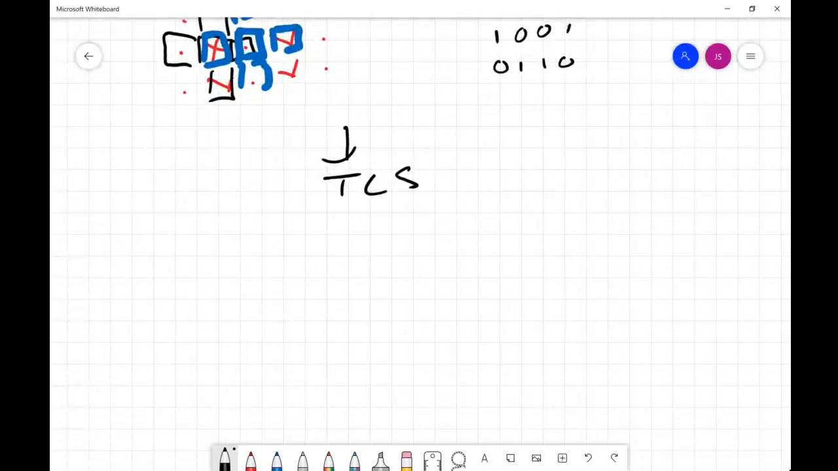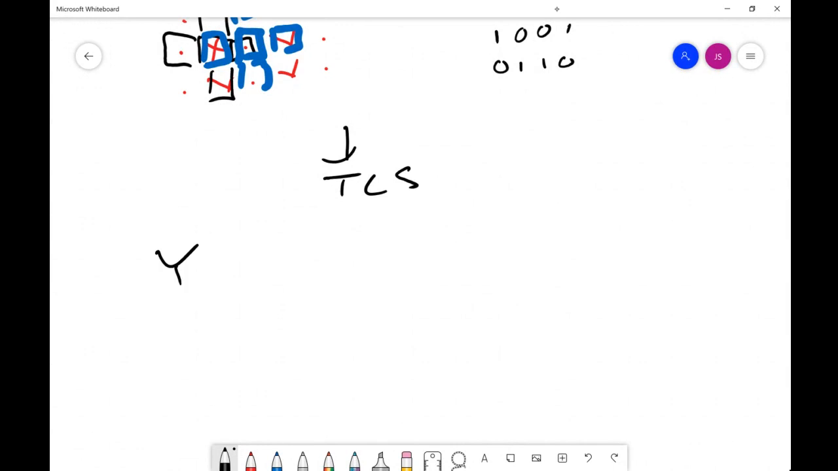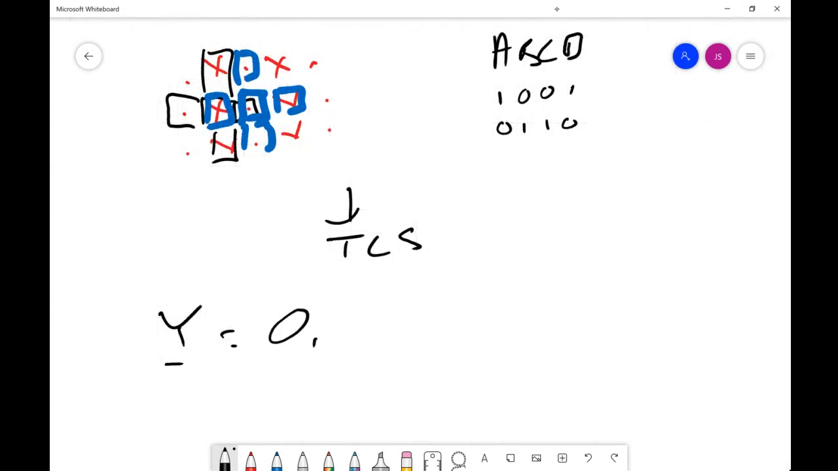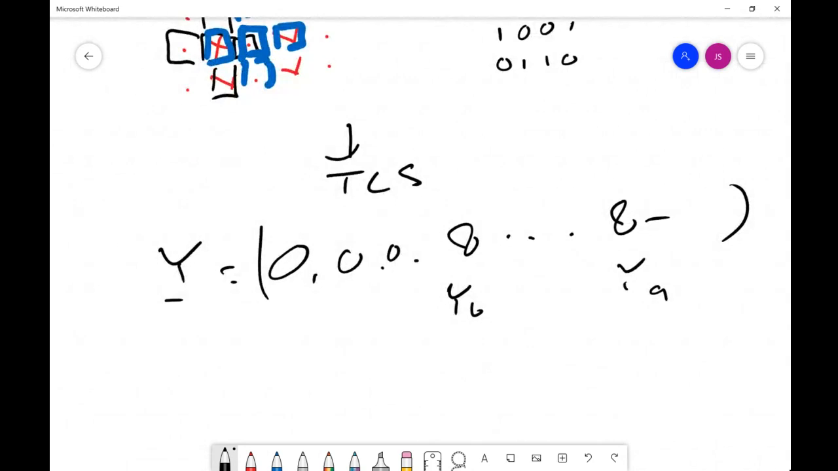And having got the TCS, you can get the vector, and let's call this Y for the second pattern. And that is going to be all elements at 0, 16 elements again, except for element 6. This is Y6. There's going to be noughts in the middle. And the other one is going to be Y9, and that is going to be 8 or whatever number it is. So we end up with another 16 element vector.